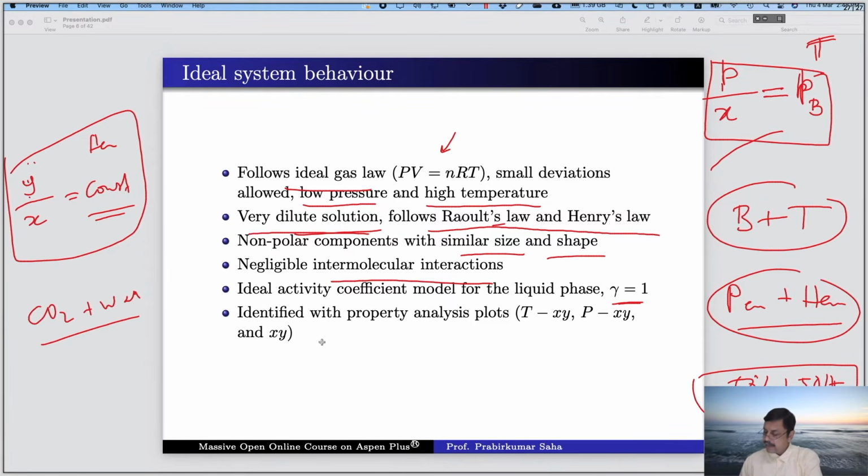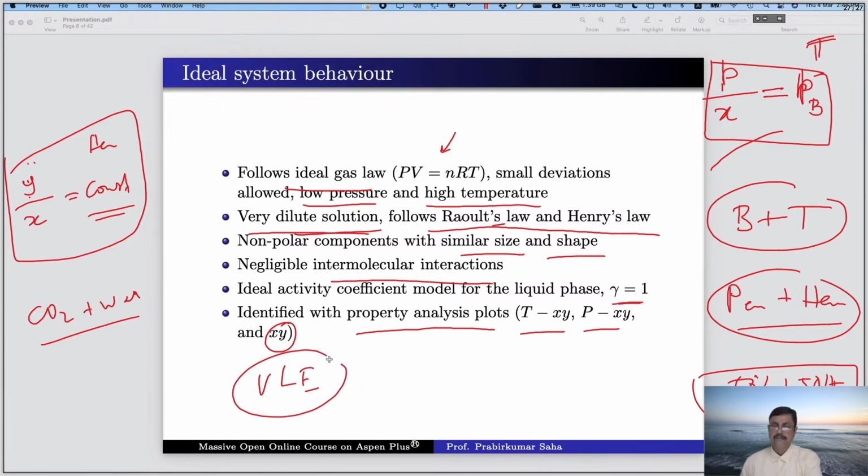And it can be identified with the property analysis plot, that is temperature versus the mole fraction xy, or pressure versus mole fraction xy, or xy, that is the vapor liquid equilibrium diagram. So ideal system behavior can be identified with all of them.